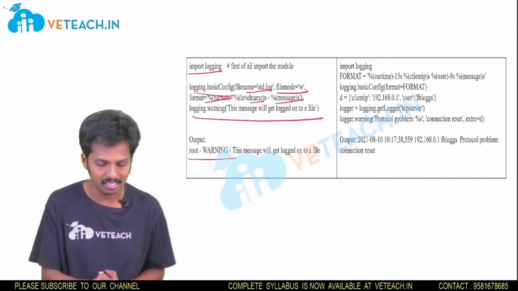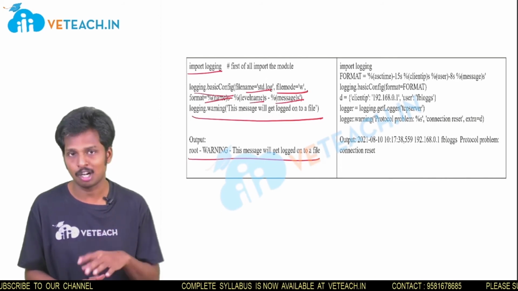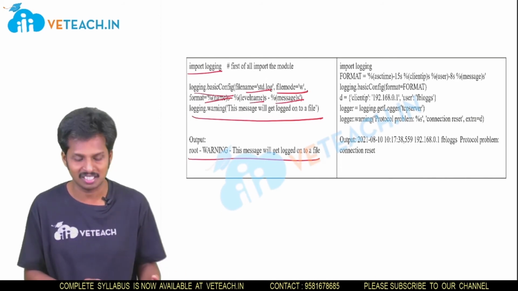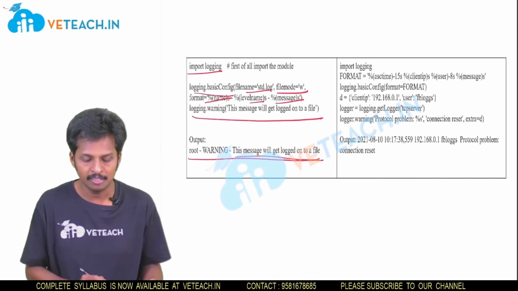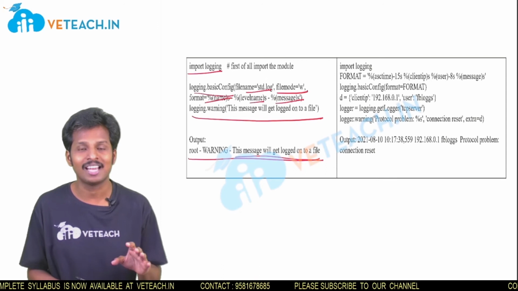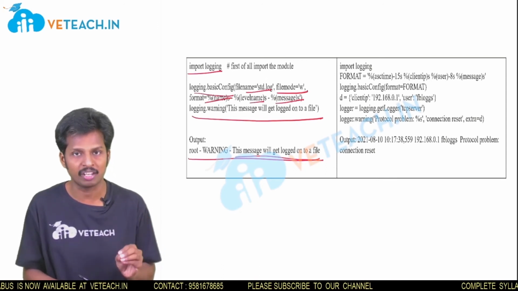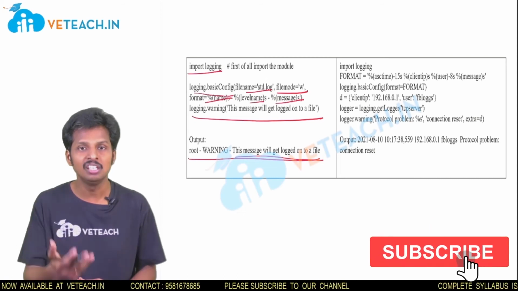When you execute your program, you are going to get a message as root warning. Means warning is a root message. There are no descendants or there are no parents for this message, and the message will be logged into your file. So what we have done in this program is we have created a file with the name std.log by using the method basicConfig, and we have written some contents to the file.